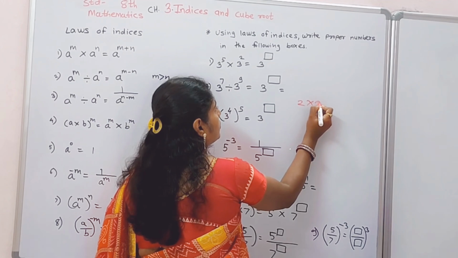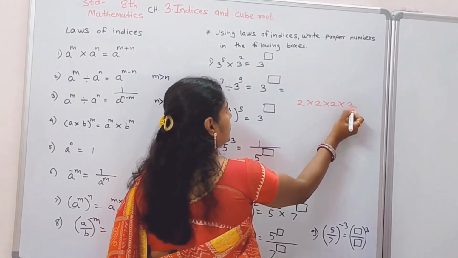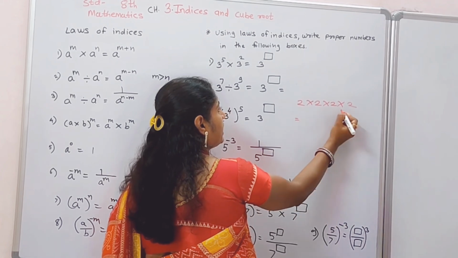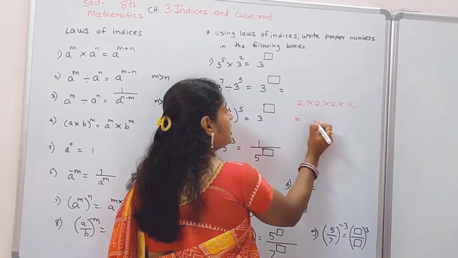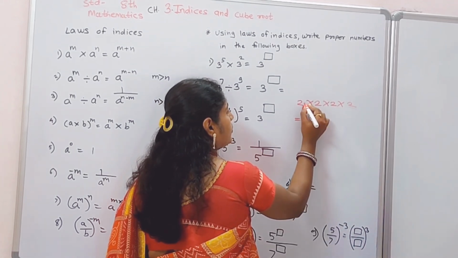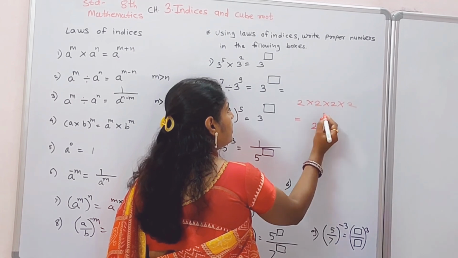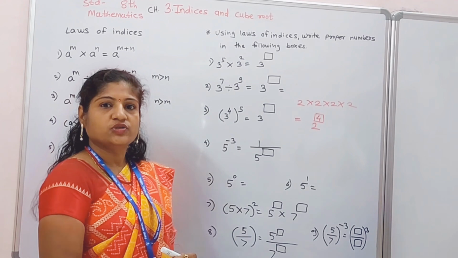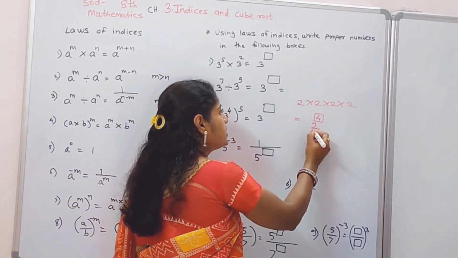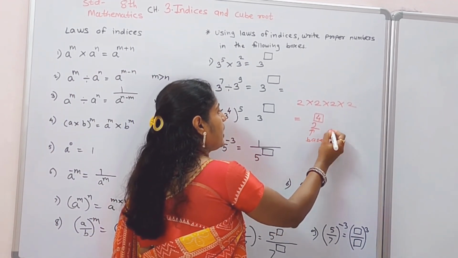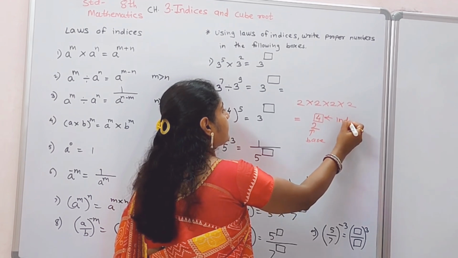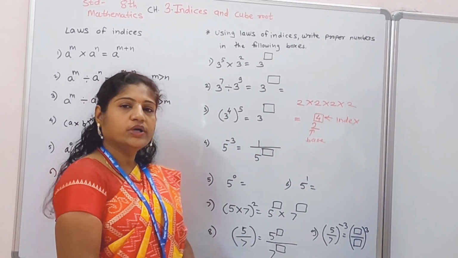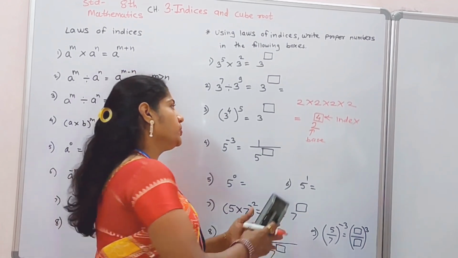2 into 2 into 2 into 2. We write this number multiplication in index form, that is 2 is multiplied 4 times, so we write the index 4, 2 raised to 4. Now 2 is the base and 4 is the index. 2 raised to 4 means 2 into 2 into 2 into 2.